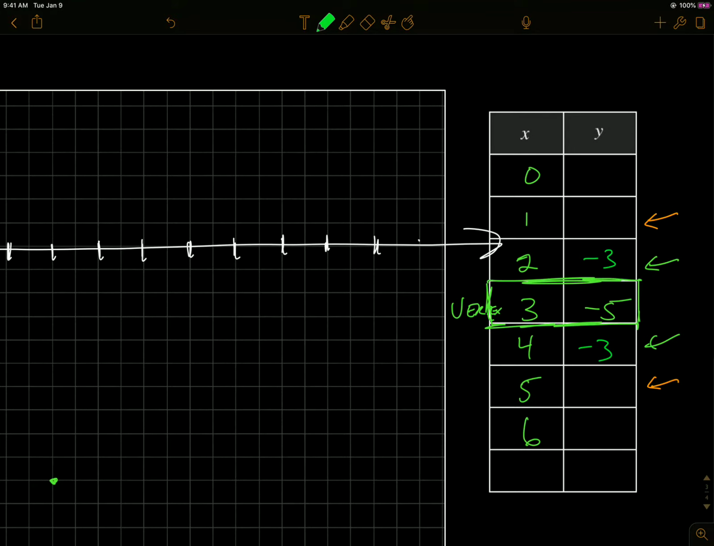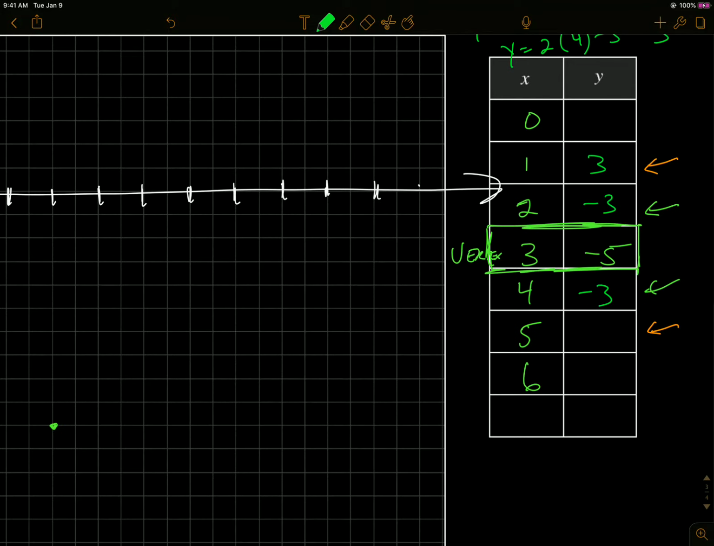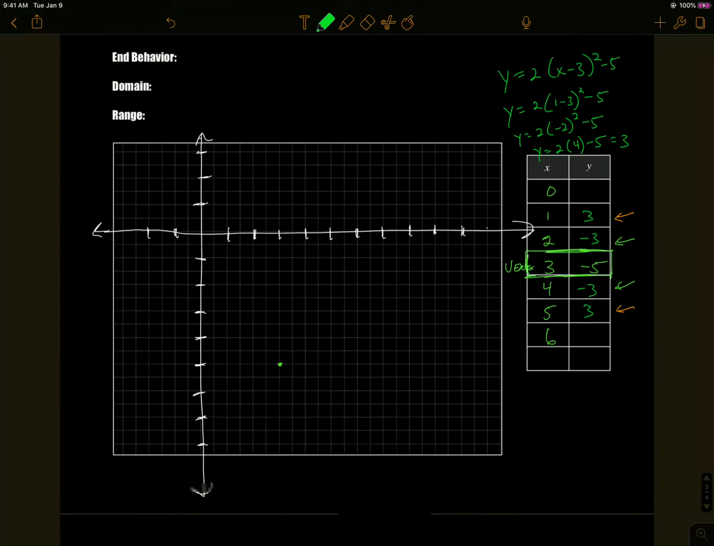Right? Because I have my vertex. If I move 1 unit away from my vertex on the x's, I should have my reflexive points. Now 1 is going to match with 5. So if I plug in 1, I get y equals 2 times 4 minus 5. I'm getting 3. And that should be enough points for now. So I'm going to go 3, negative 5.